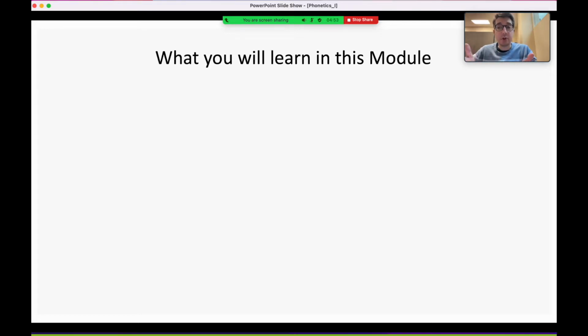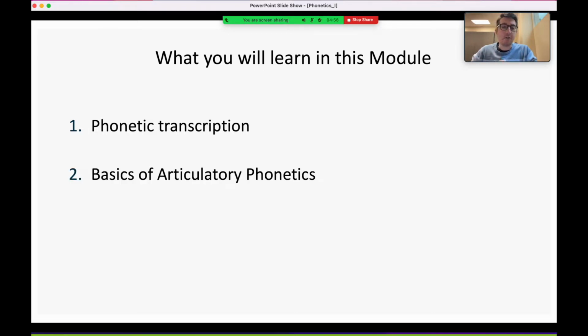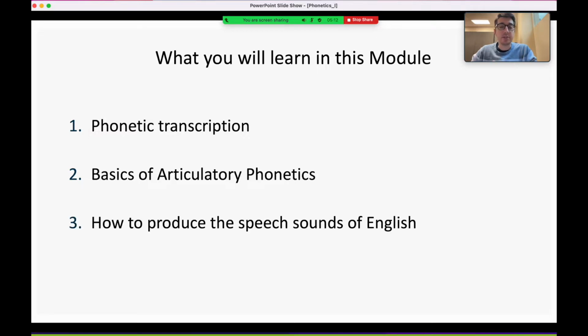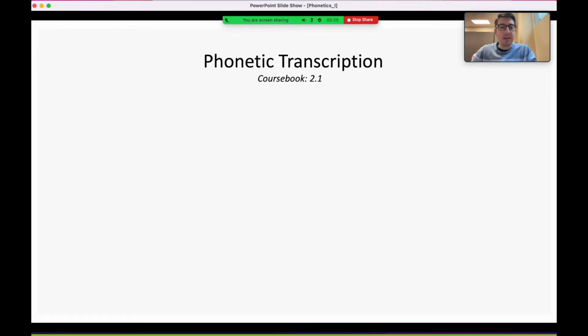What you will learn in this module is mainly phonetic transcription, and the basics of articulatory phonetics, that is, how speech sounds are produced. What are the articulators that we are using, what are the speech organs that we are using for the production of sounds, and how to produce the speech sounds of English. So we will learn all speech sounds of English, and we will forget about the English alphabet for the purposes of phonetics and phonology mainly. So first things first, phonetic transcription.